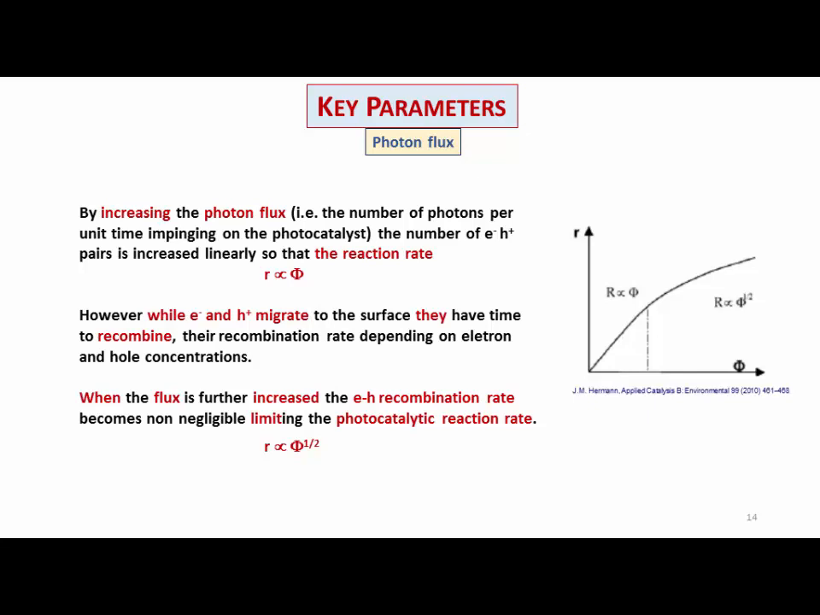The photon flux has quite a tricky behavior. At very low photon flux the reaction rate is linear, and it makes sense. You are producing more and more carriers. But then when you start increasing the carrier density too much, one carrier is generated in one place and going to the surface, you meet a lot of other carriers and they start recombining. And so you get in the end something which goes as the square root of the flux. And this is something you can take into account in order to maximize the efficiency of the systems.